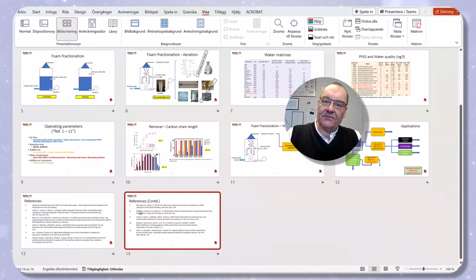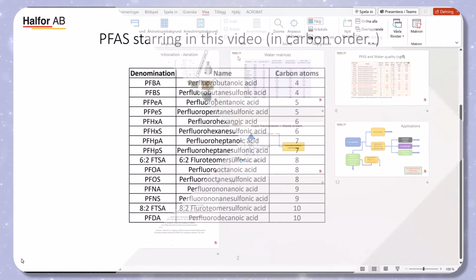What are the conditions for it? How can it be used? What are the drawbacks of this foam fractionation method, depending on what PFASs you want to remove? Let's get on with it.